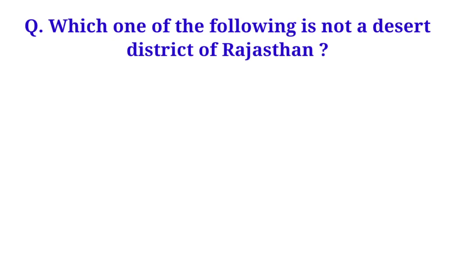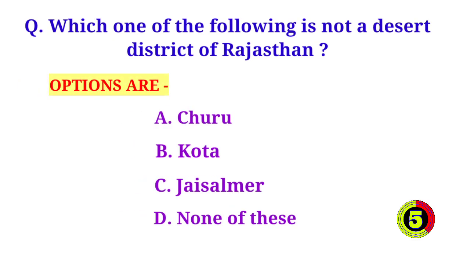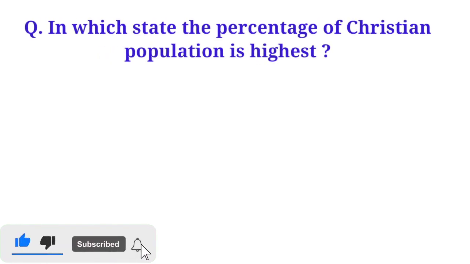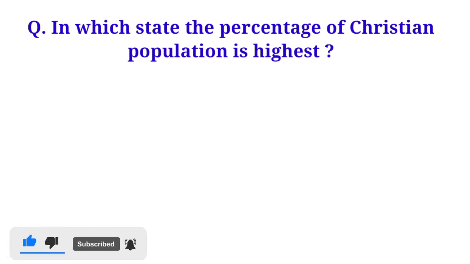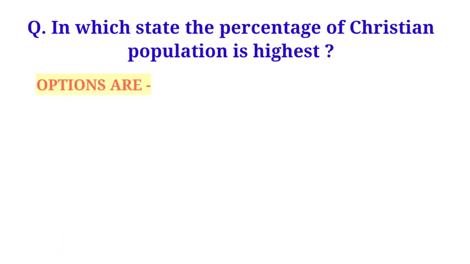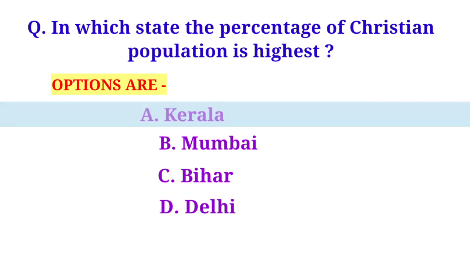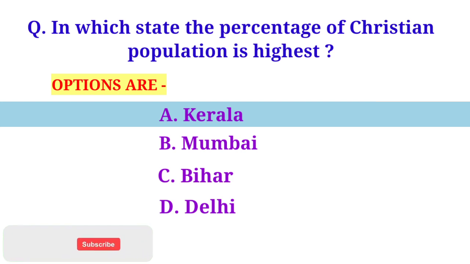Which of the following is not a desert district of Rajasthan? Option B, Kota, is the correct answer. In which state the percentage of Christian population is highest? Option A, Kerala, is the correct answer.